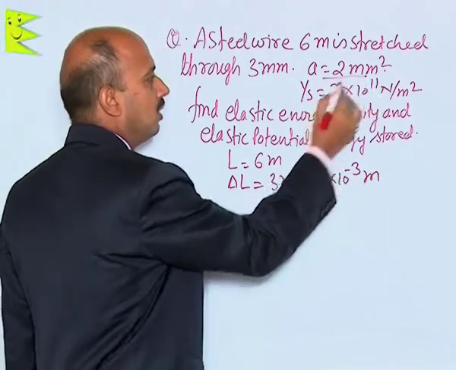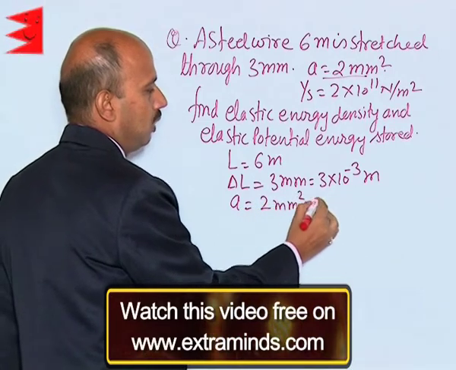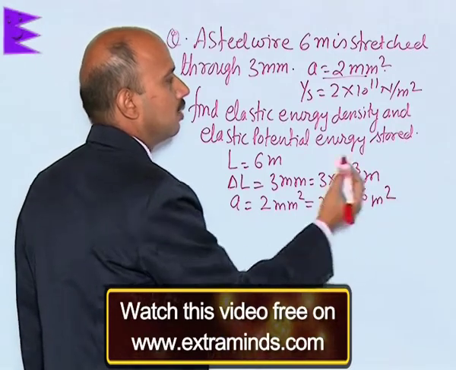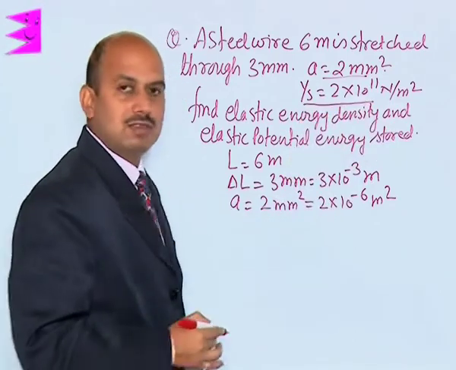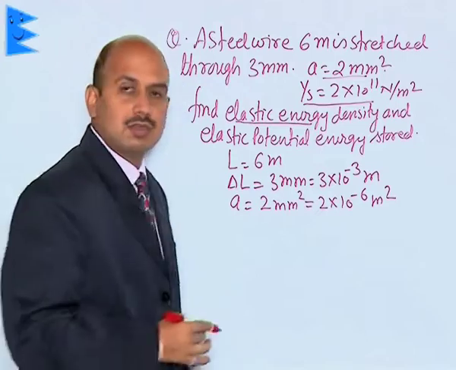Area of cross section is given to you, this 2 millimeter square is equal to 2 into 10 raised to power minus 6 meter square. Now, Ys, that is Young's modulus of steel, is given to you. You have to find elastic potential energy density.